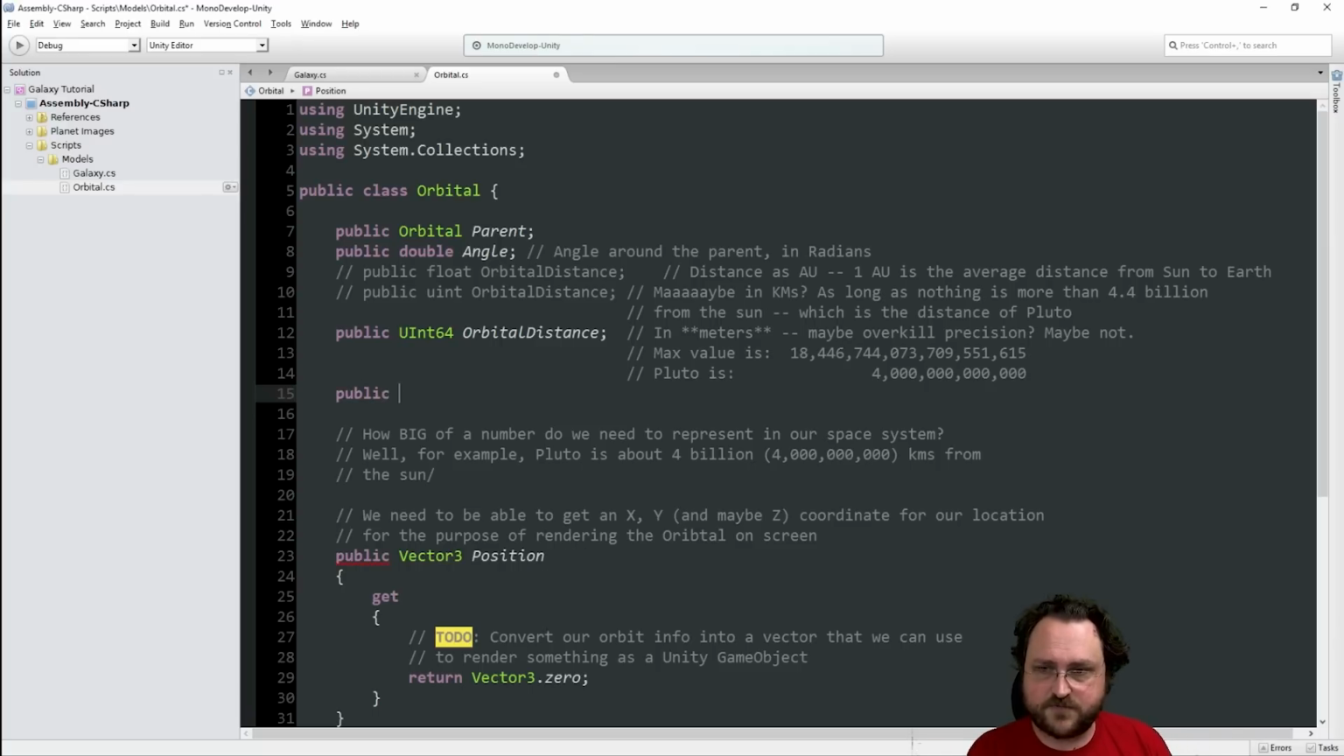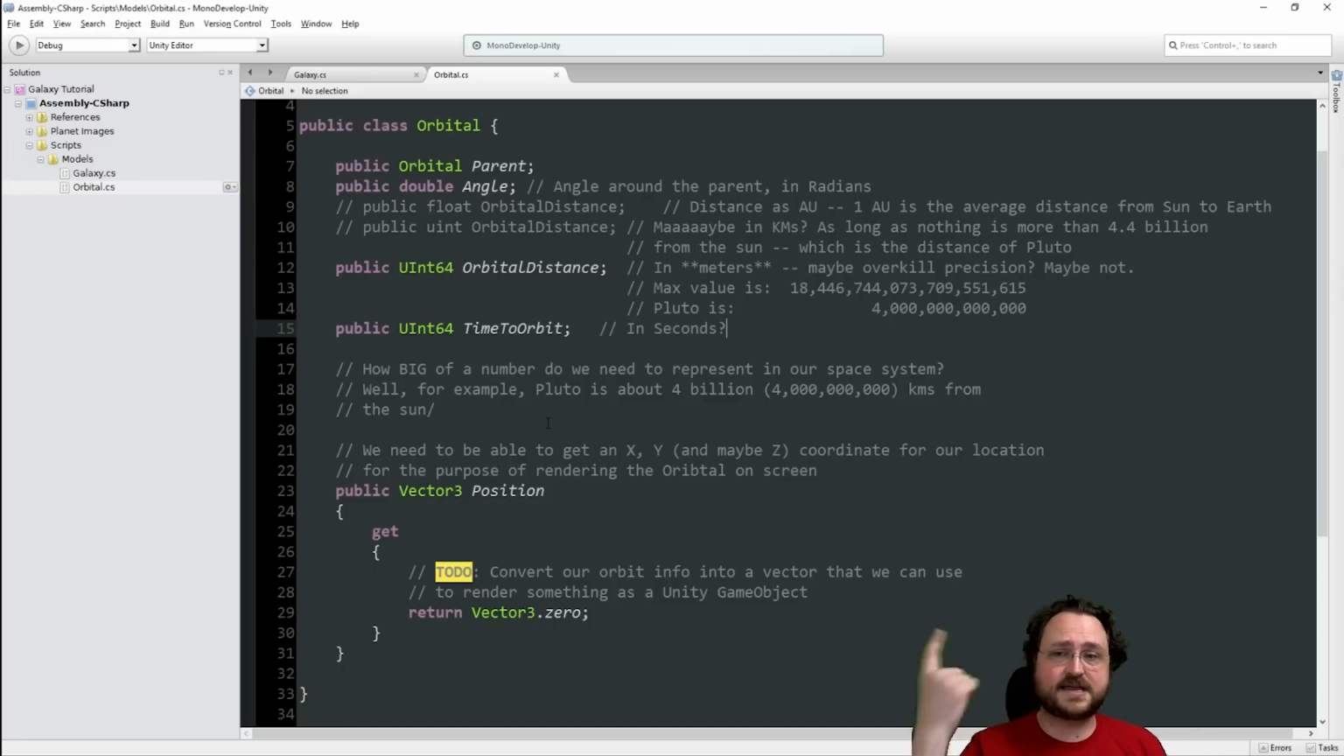We really don't need a 64-bit number for this, but let's standardize on it. I don't care. How about something like time to orbit? How long does it take us to get around our parent body? And maybe we'll have this be in seconds, since apparently we're going insane with our precision. You can always scale this back later on. That's fine, but let's do that. How long does it take to get around?